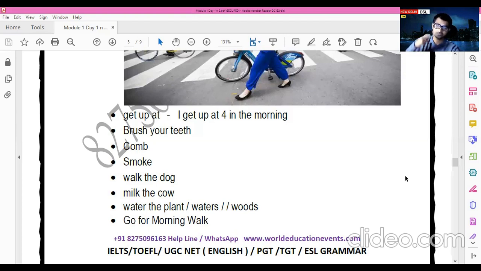Now, do you smoke? The possible answer can be I smoke, or I don't smoke. Remember, it's injurious to health. No one should smoke. Well, do you walk the dog?